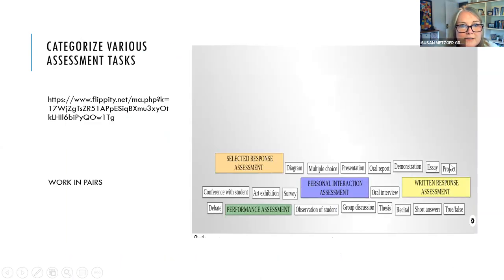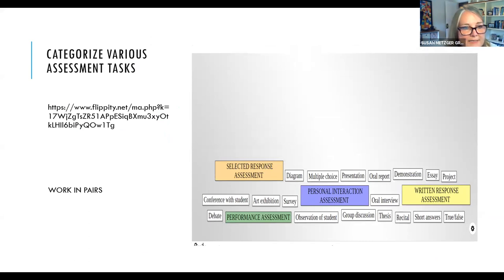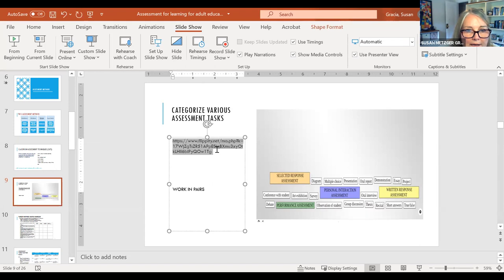Okay. I'm going to ask you to do something now, just as a little bit of practice. I'm going to send you another link in the chat and ask you to go to this link, and I'm going to share my screen so you can see what we're going to do. Are you there? Can you see? Yes. Okay. So, this is what you should see.